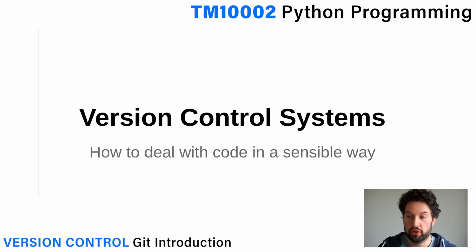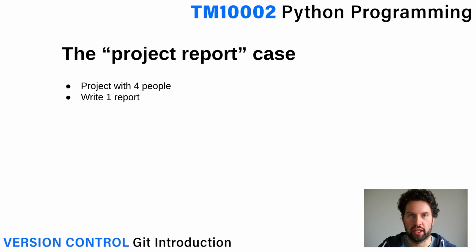So, version control systems, how to deal with code in a sensible way. Let's start with an example on how you work together on a project report. In this case, we call it the project report case. Imagine you have a project with 4 people and you write one report.